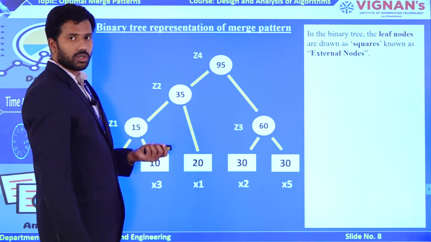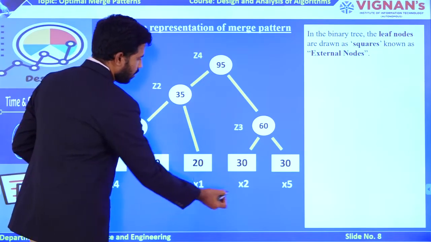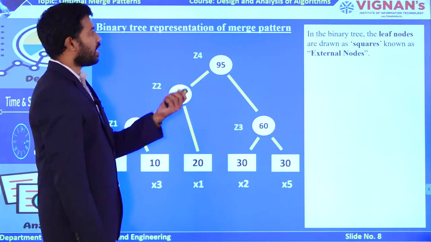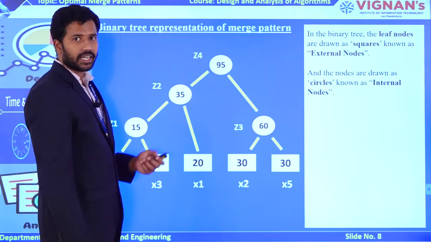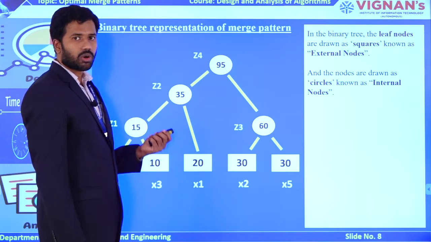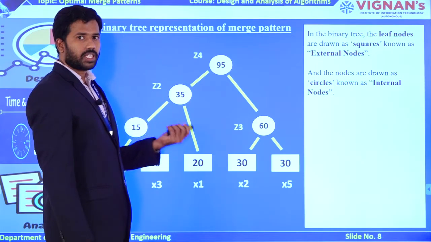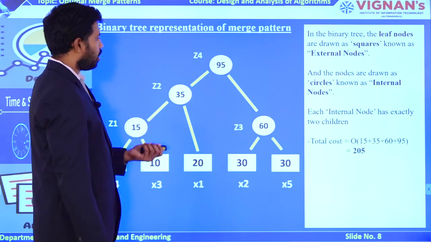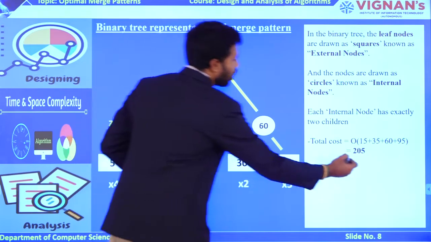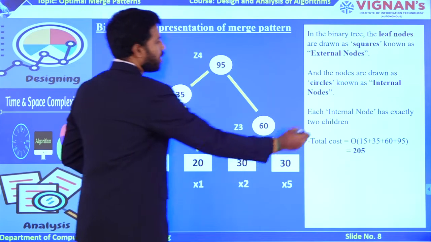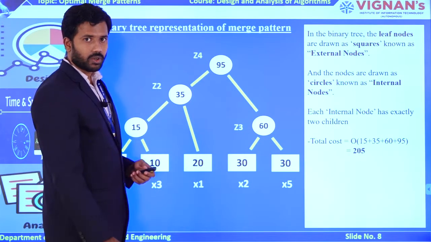Okay. Now try to observe. In this binary tree, what are the leaf nodes you are having? x4, x3, x1, x2, x5 are going to be called the leaf nodes as well as external nodes. And the nodes which are drawn as circles will be called internal nodes. So with the help of internal nodes only, you are getting the total time complexity. So what is the total time complexity to represent this binary tree? With the help of these optimal merge patterns, with the help of two-way merging, that is going to be order of 15 plus 60 plus 35 plus 95, which gives my total time complexity as 205. If you observe here, every internal node has exactly 2 children. That's why it is called a binary tree.